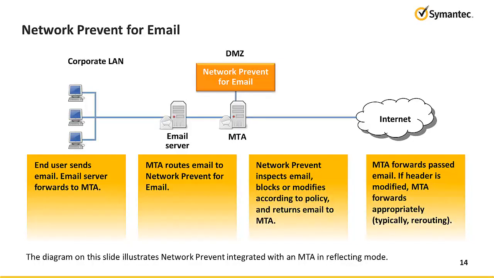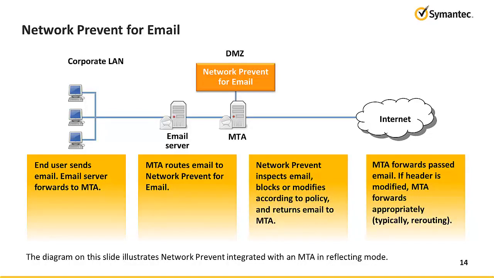The messaging team has complete control over the MTA's behavior in the unlikely event that the Network Prevent for Email server becomes unavailable, whether because of routine maintenance, temporary network interruption, or some other reason. The figure shown here also depicts an architecture in which the Network Prevent for Email server operates in reflecting mode, meaning that it returns inspected emails to the same MTA in which it receives them. It is also possible to run it in forwarding mode, in which the Network Prevent for Email server forwards inspected emails to a downstream MTA, different from the upstream MTA from which it received the emails.